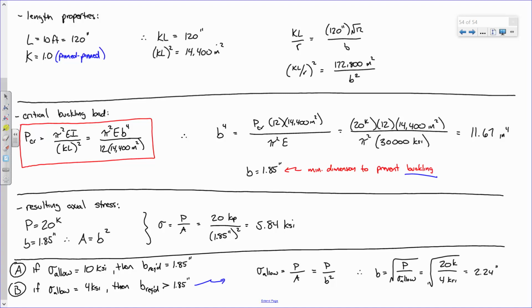We use this dimension to check the stress. We had a critical buckling stress sigma of 5.84 KSI. What I propose is this: as long as your allowable stress is over this, you're fine. So whether this was 10 KSI or 200 KSI, it doesn't matter. The column's capacity is still going to be 20 kips. So you're not really getting much of an advantage in using a higher grade material because it's going to buckle whichever way it's going to buckle.